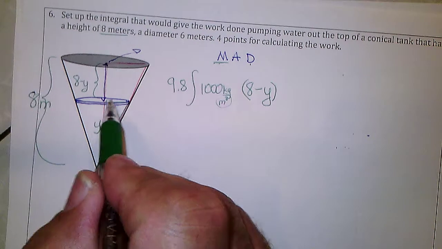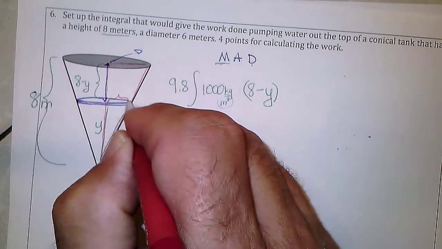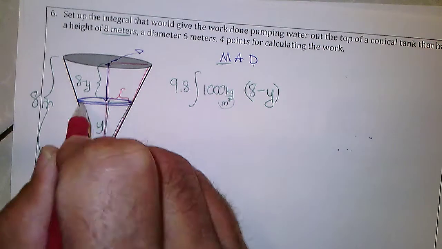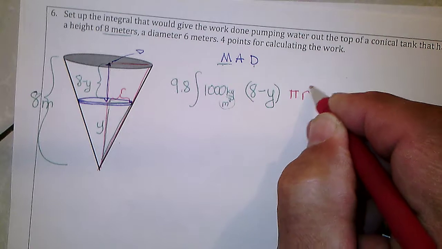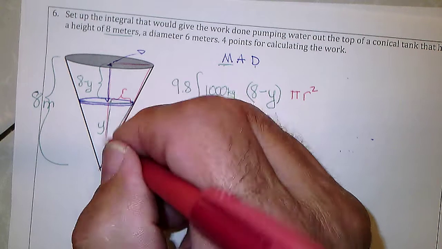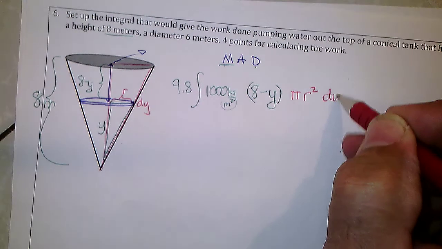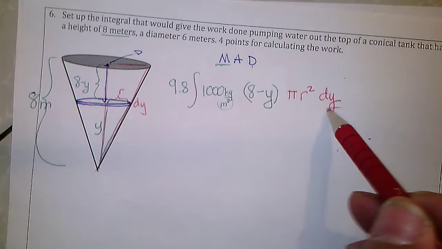Well, it's a circle. It's got a radius. We'll put that on there in red. The radius times the area. So it's going to be pi radius squared times its thickness, which is in the y direction, so it's dy. So there's the start of the setup, but we don't have it all in terms of y.